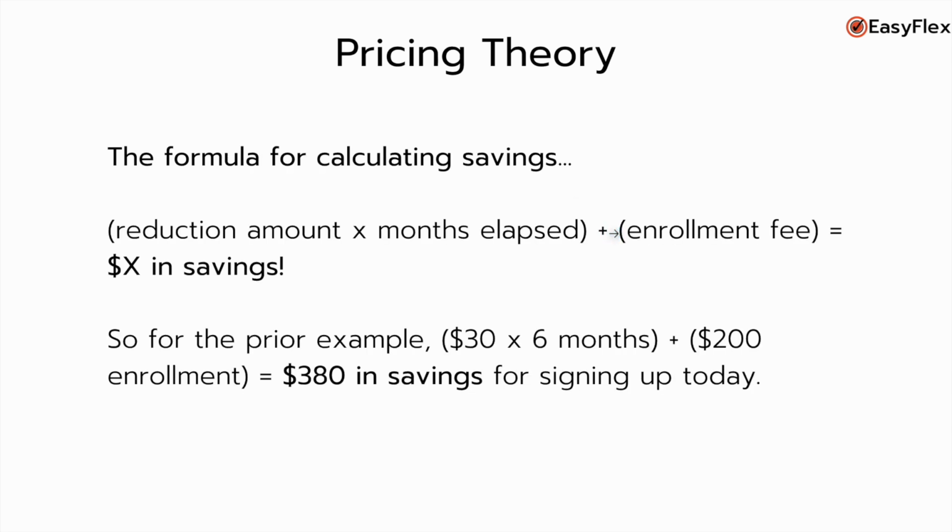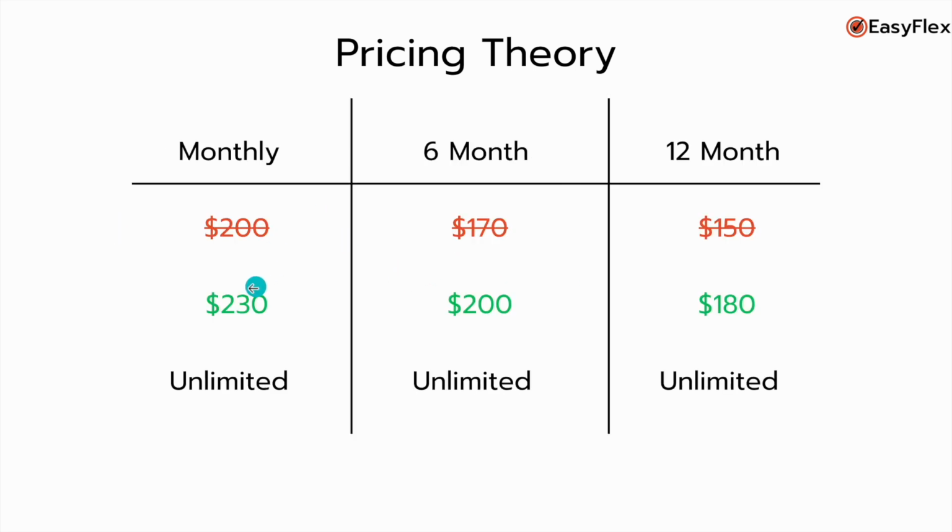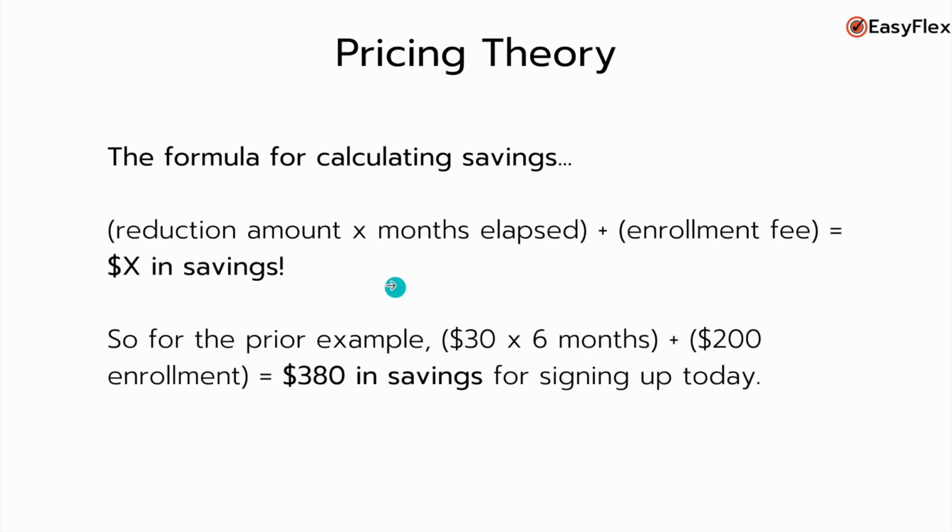So we can actually use this formula to calculate the savings. If you want to give specific numbers when you're in the consultation, then this is how you would calculate that. Our savings is the reduction amount times the months elapsed, plus the enrollment fee. That gives us the amount in savings. So for the example here, the reduction amount was $30 from here to here, times 6 months if you're going for that middle package, plus that $200 enrollment fee is $380 in savings. That's how much they would save for signing up today.